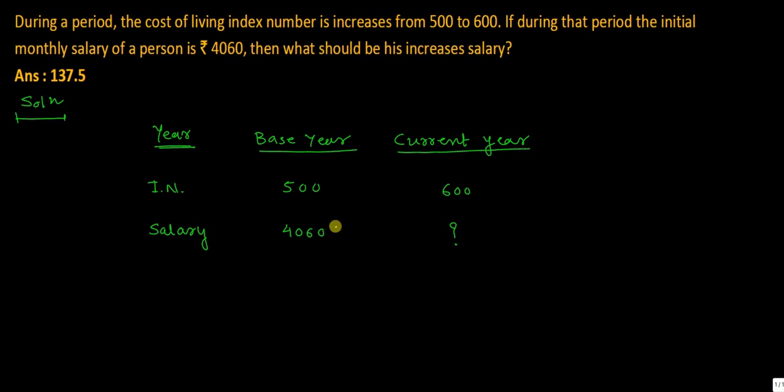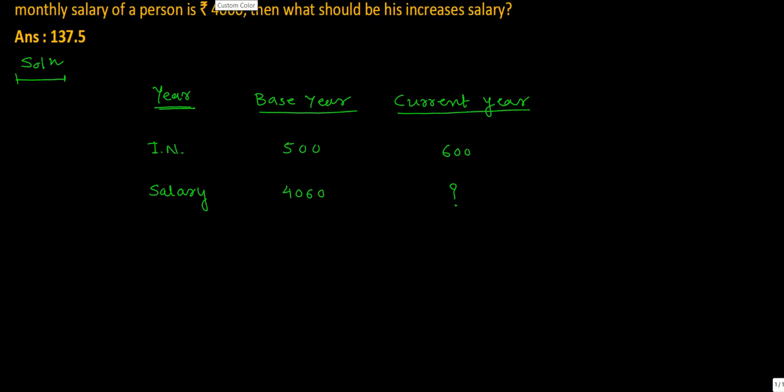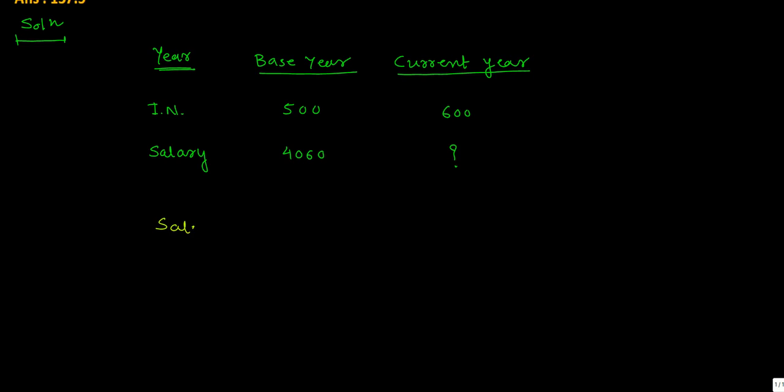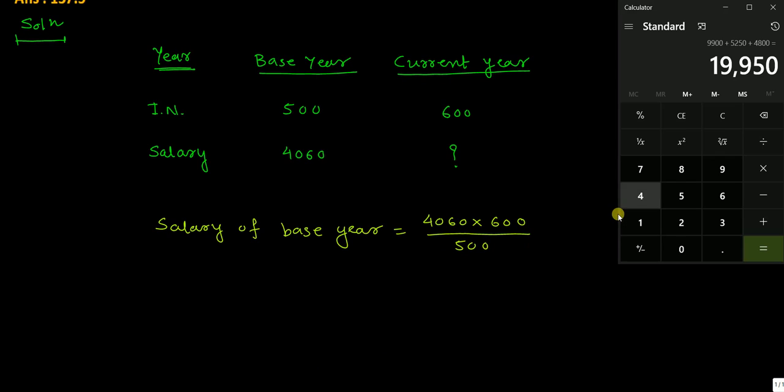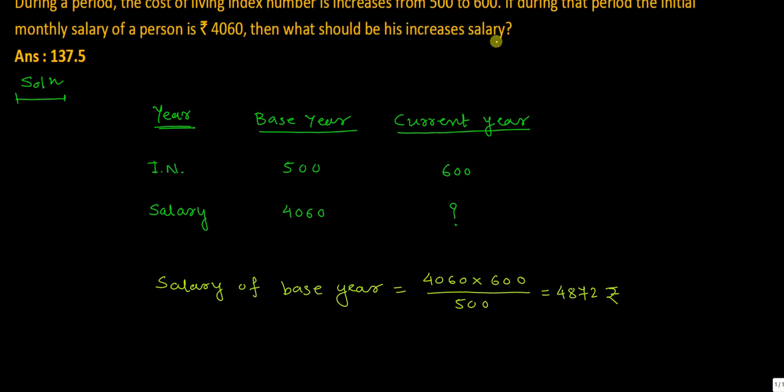Okay, we have to find salary of current year, then we can find increase in salary. Salary of this year equals, forming the equation, 4060 multiplied by 600 divided by 500, and it equals 4060 into 6 divided by 5, cut, 4872 rupees. Okay, now we have to find increase in salary.